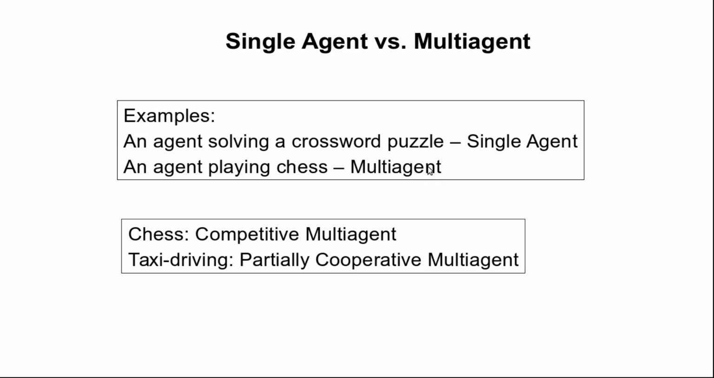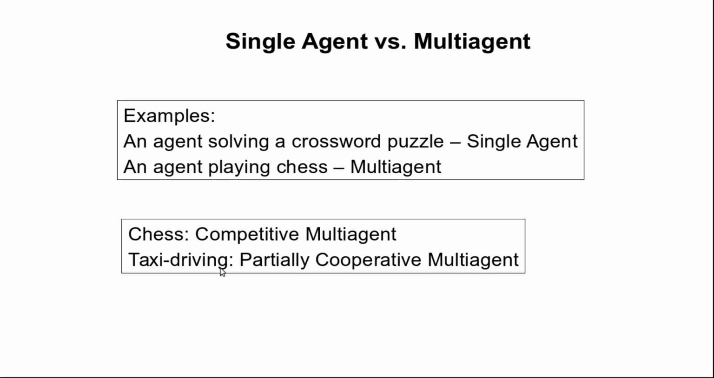Now a multi-agent environment can be further categorized as competitive multi-agent or cooperative multi-agent. So in case of chess, if my opponent is doing well, it indicates that my performance is bad, and if my performance is good, it indicates that the opponent's performance is bad. Such kind of an environment is called a competitive multi-agent environment.